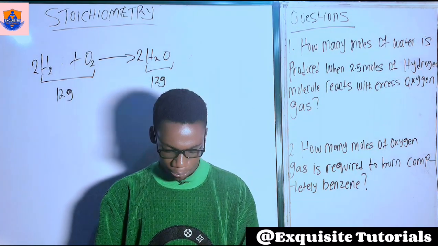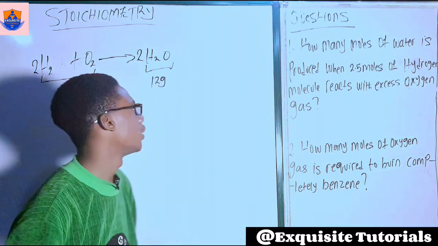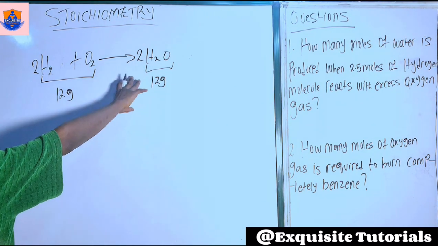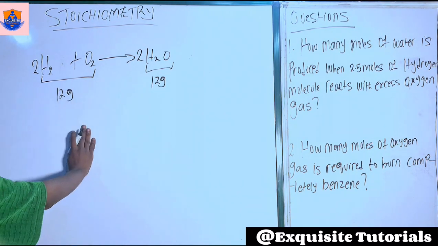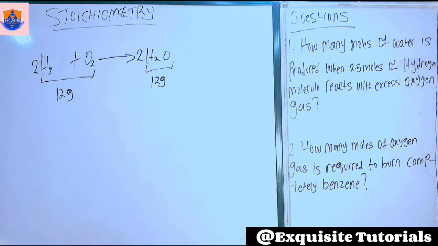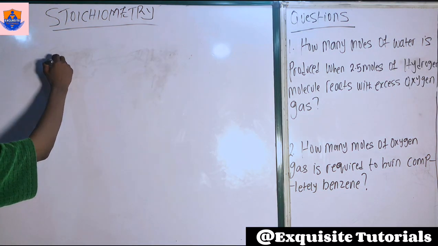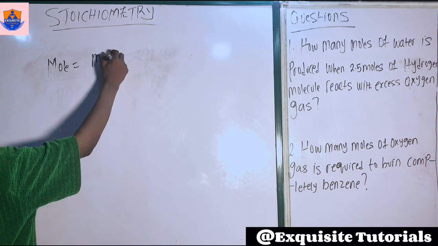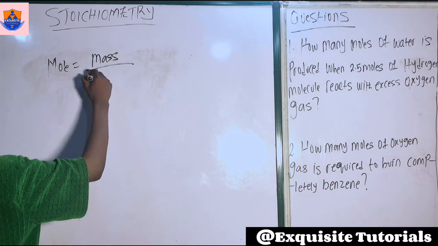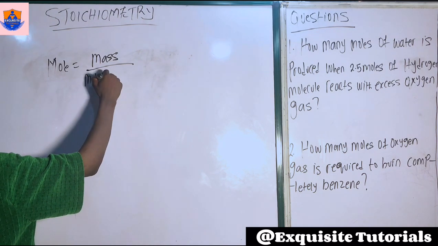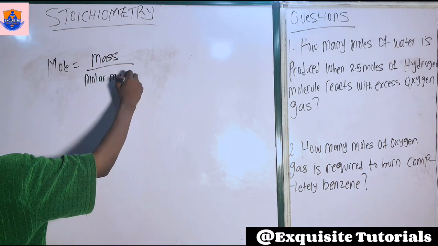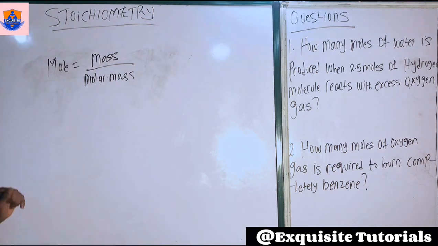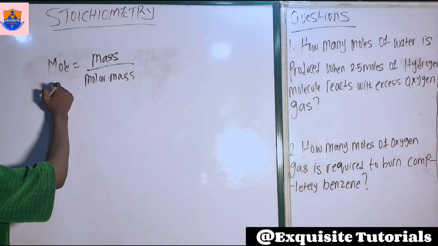Now let me bring our brain to some formulas to solve questions under stoichiometry. First of all, let's take note of this: mole is equal to the reacting mass over the molar mass of the substance. That's the first formula to note. This is to find mole.